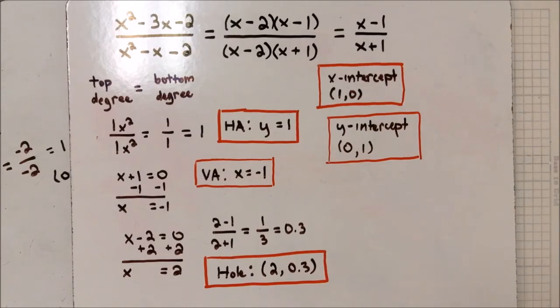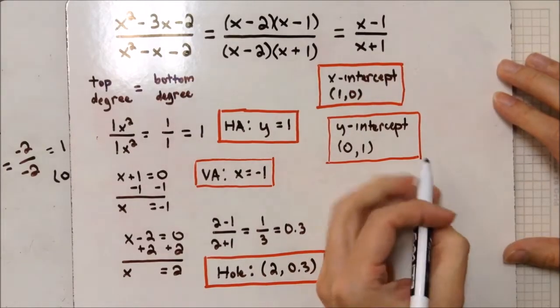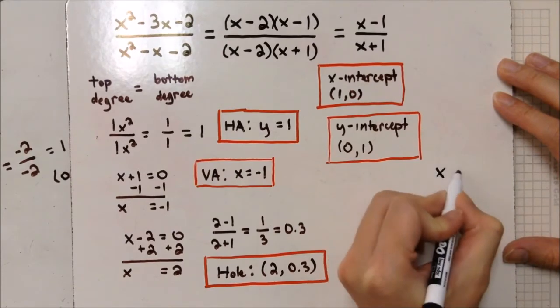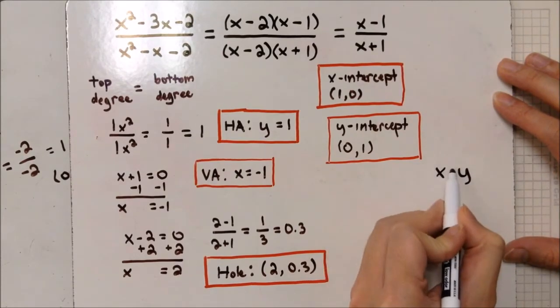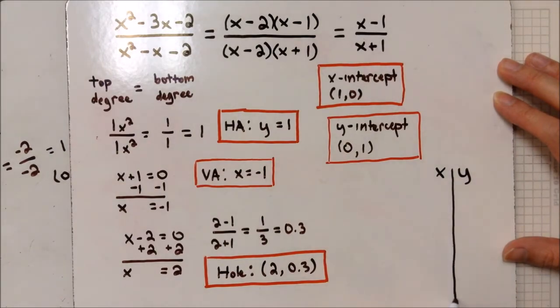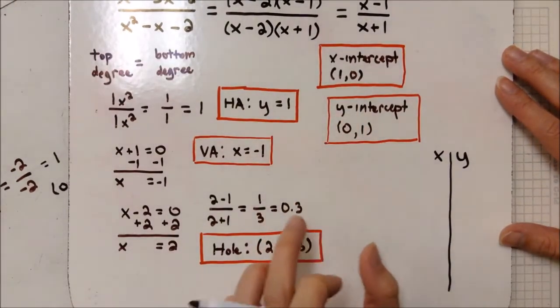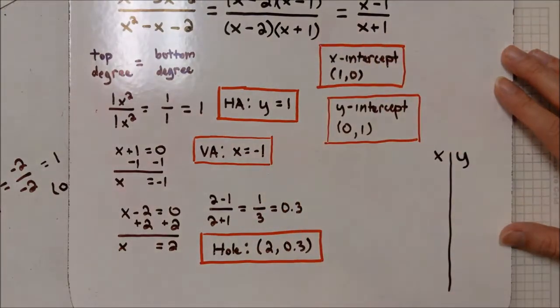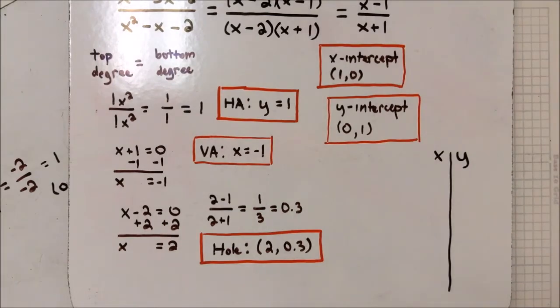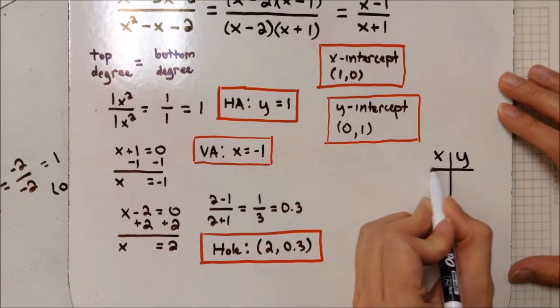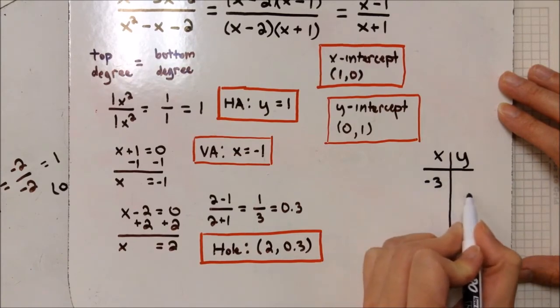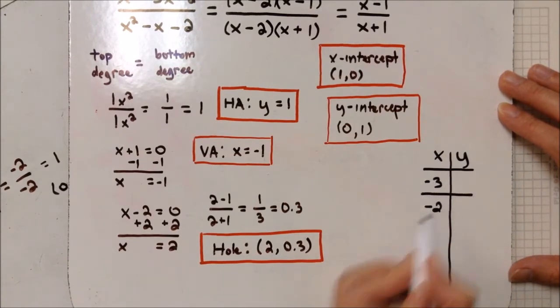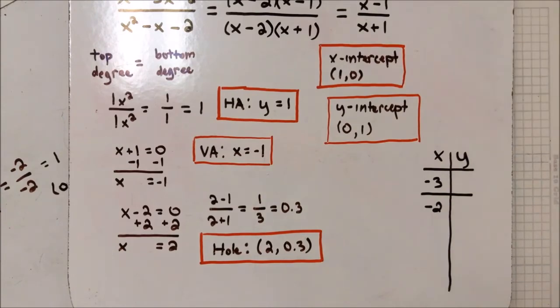So we do our xy table. Now again, we have 2 points, and then our vertical asymptote is at -1. So to the left of -1, we can use -2 and -3. So -3 and -2. I'm not going to put a -1 because that's the asymptote.